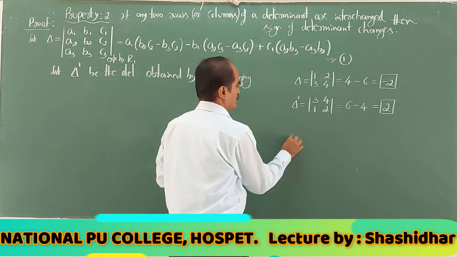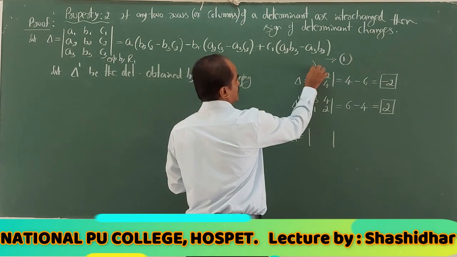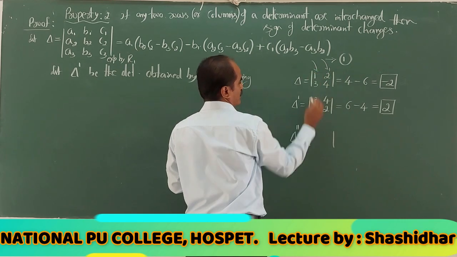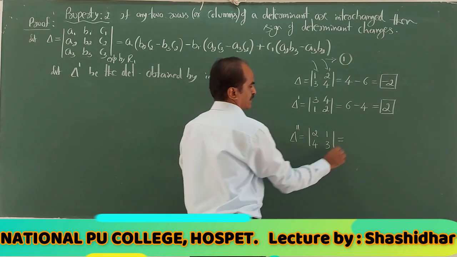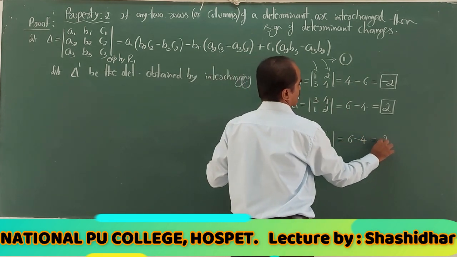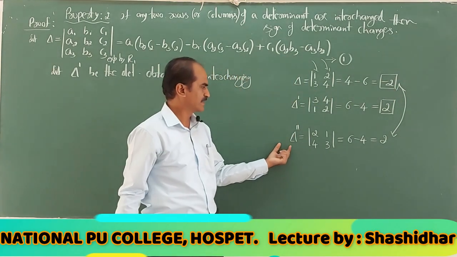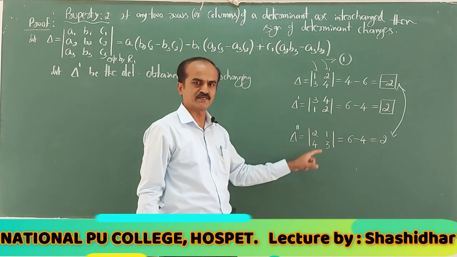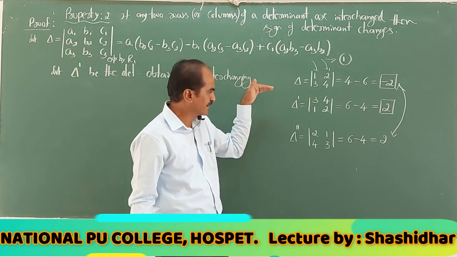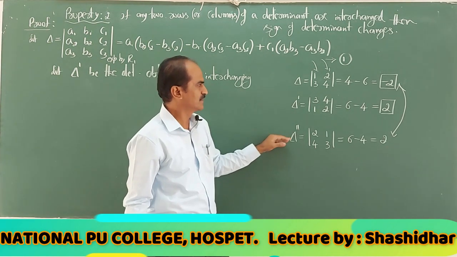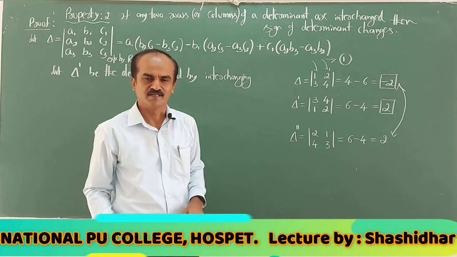Now let me write one more determinant, say delta double dash. It is obtained by interchanging the columns now. I write first column as 2, 4. Second column as 1, 3. Again, what do you get? 6 minus 4. That is equal to 2. Observe these two, delta dash and delta double dash. Delta double dash is obtained by interchanging columns of delta. Delta dash is obtained by interchanging R1 with R2. If you interchange either rows or columns, then sign of determinant changes. That is what the property says. Now let us prove it in general.